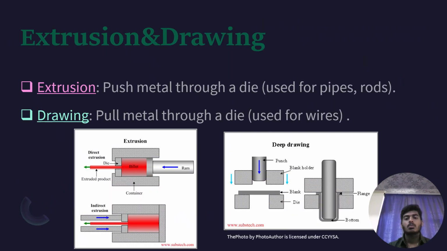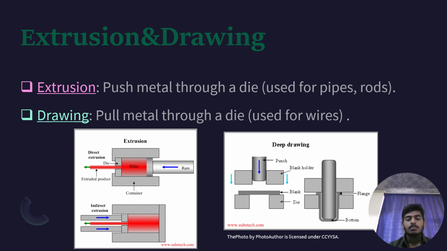Extrusion and drawing are both metal forming processes that use a die to change the cross-sectional shape of a material. The key difference between them is how the metal is moved through the die. Extrusion is a process where a metal billet is pushed through a die to create a product with a constant cross section. The process is similar to squeezing toothpaste from a tube. The force is compressive and the material is pushed from one side of the die to the other. This process is commonly used to produce items like pipes and rods.